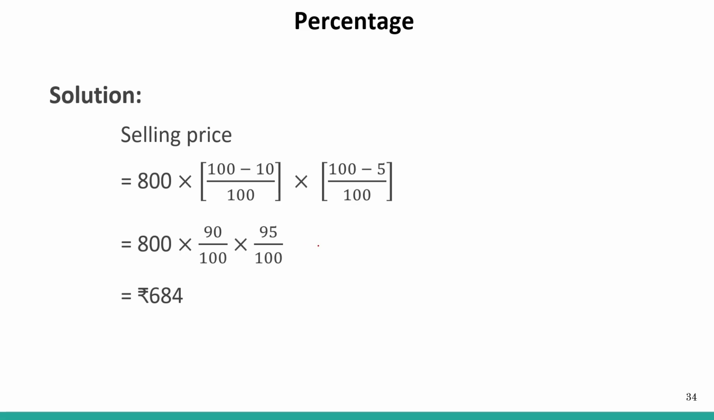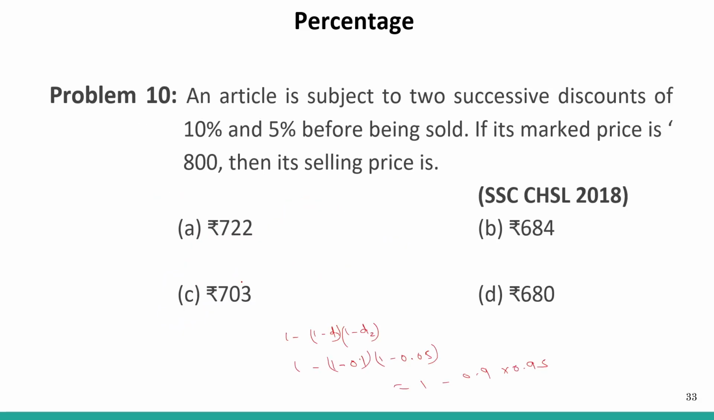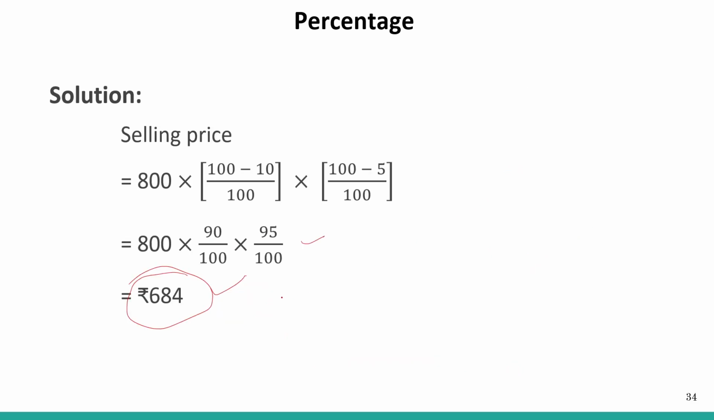So that will be equal to what? 684. So 684 will be the final price at which the product will be sold. Okay, so 684 is the correct option. These are all wrong. This question has been asked in the 2018 SSC CGL and CHSL exam. So 684 is the correct answer here.